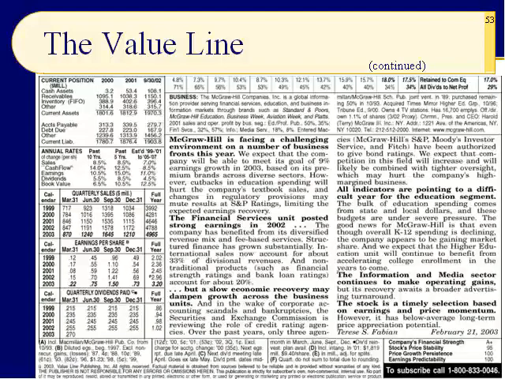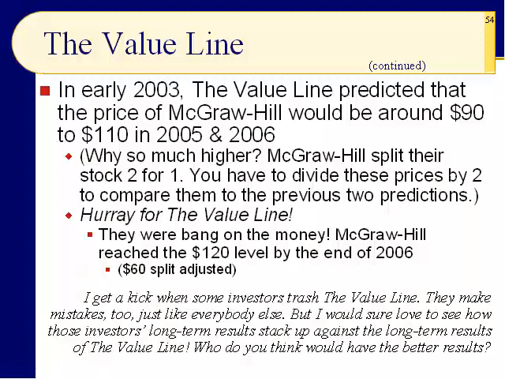So you can take a look at these in more detail. On slide 54, we see that in early 2003, the Value Line predicted the price of McGraw-Hill would be around $90 to $110 in 2005 and 2006. Well, why so much higher? They split their stock 2 for 1, so you have to divide these prices by 2 to compare them to the previous 2 predictions. Hooray for the Value Line! They were bang on the money because at the end of 2006, they reached a $120 split-adjusted level. It was actually $60, but that's because they split the stock 2 for 1. And if you didn't understand that, go back and listen to it again.